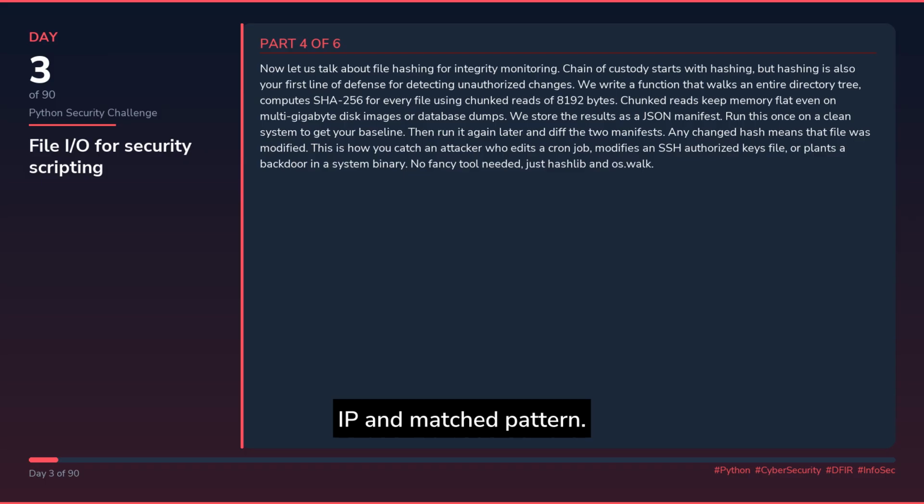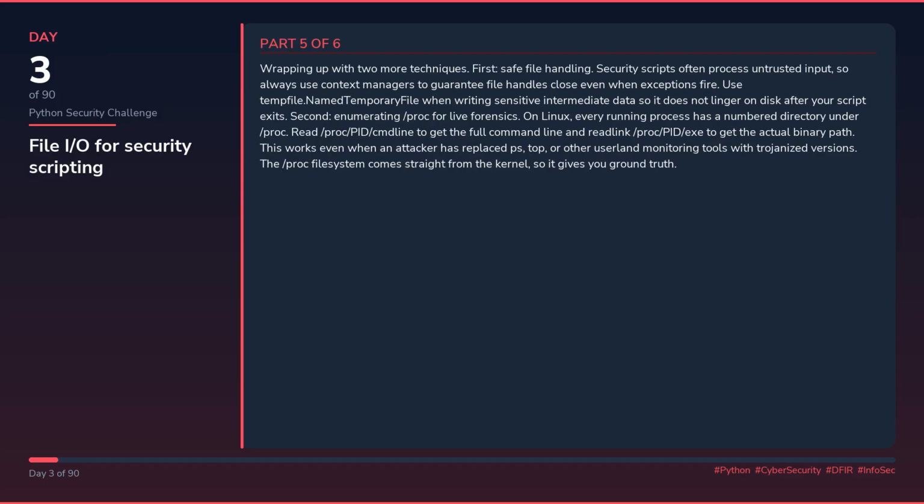We store the results as a JSON manifest. Run this once on a clean system to get your baseline. Then run it again later and diff the two manifests. Any changed hash means that file was modified. This is how you catch an attacker who edits a cron job, modifies an SSH authorized keys file, or plants a backdoor in a system binary. No fancy tool needed, just hashlib and os.walk.